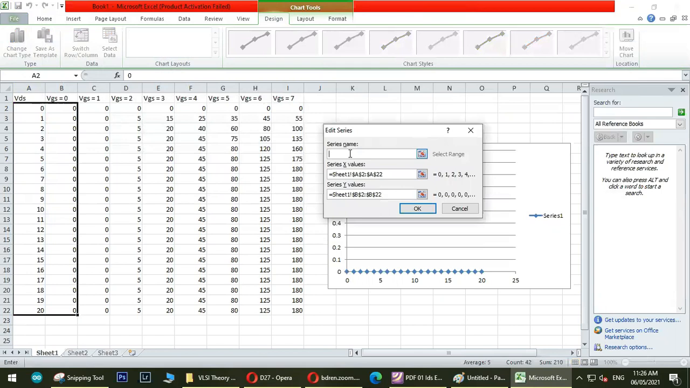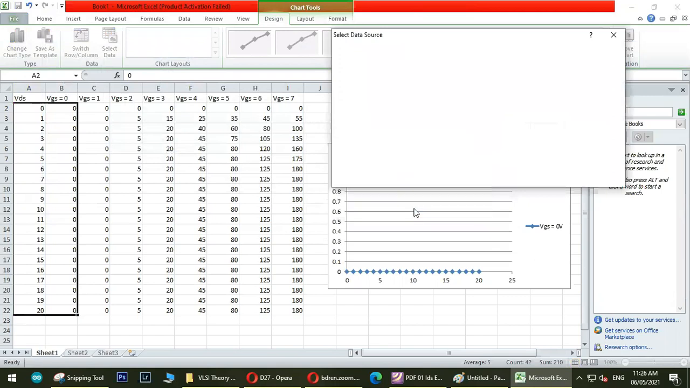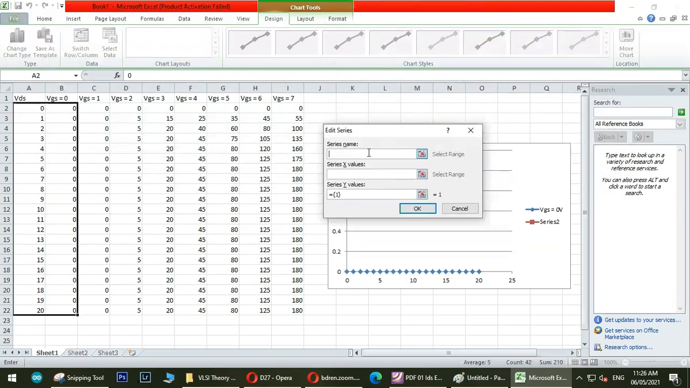What is the name here? Your VGS was equal to 0, right? Your VGS equal to what? Equal to 0 volt. Got my point? Your VGS was 0 volt. Now I want to add some. Here our VGS will be what? VGS is equal to 1 volt.